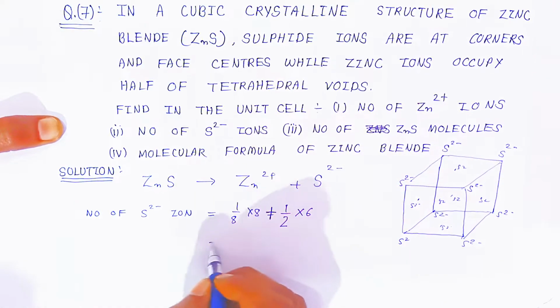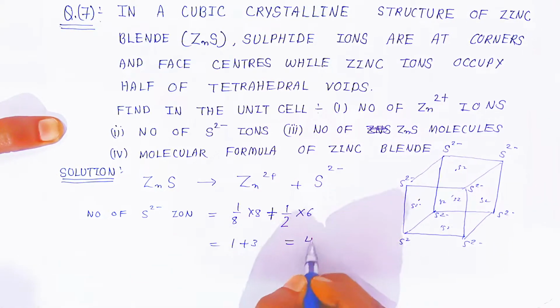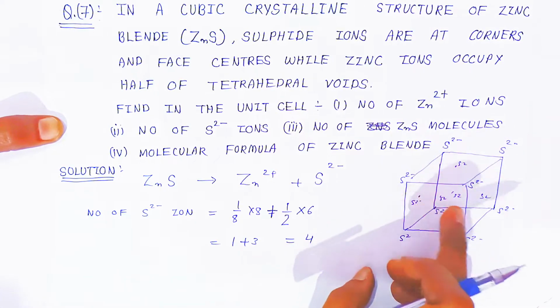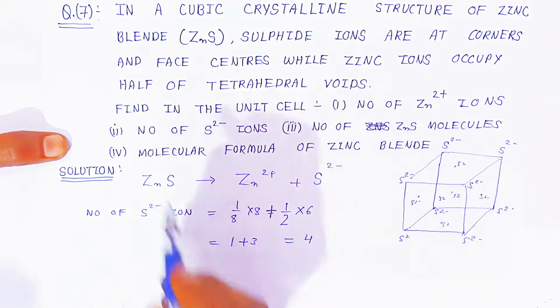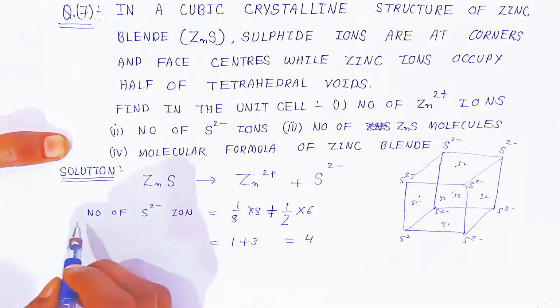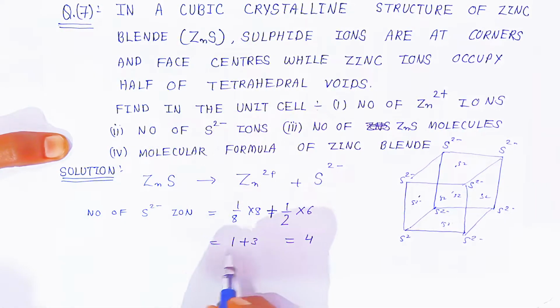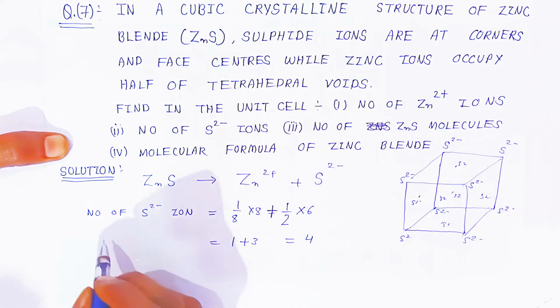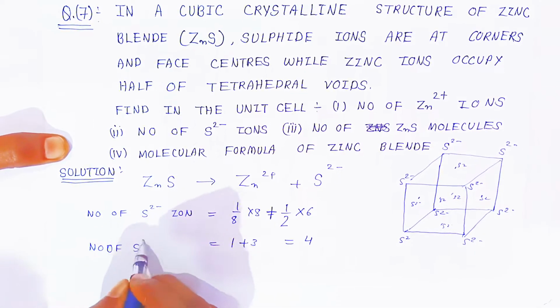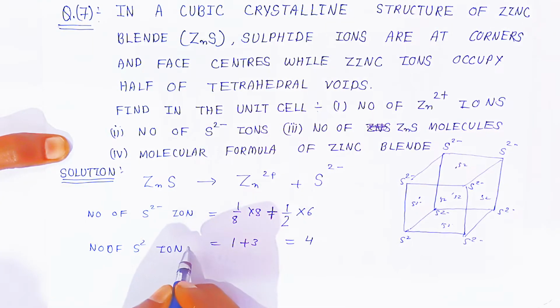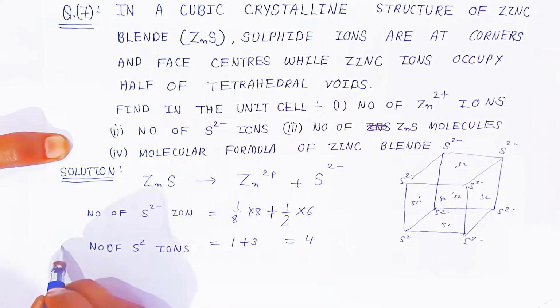Now when you solve, students, you are getting 1 plus 3, that is 4 sulfide ions in this cubic crystalline structure. Understanding, students? So this way, students, you got the number of sulphide ions. That means you got the second answer. Number of sulphide ions, you got 4. Understanding? This is the second answer, students.